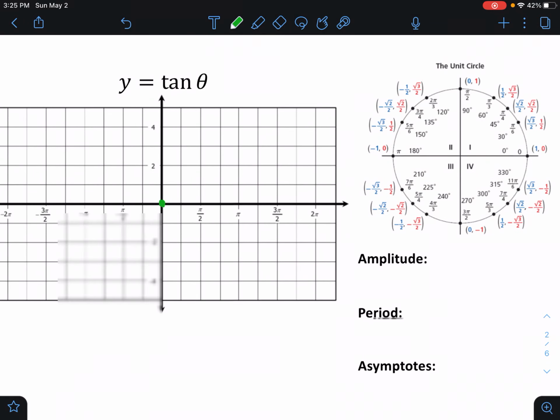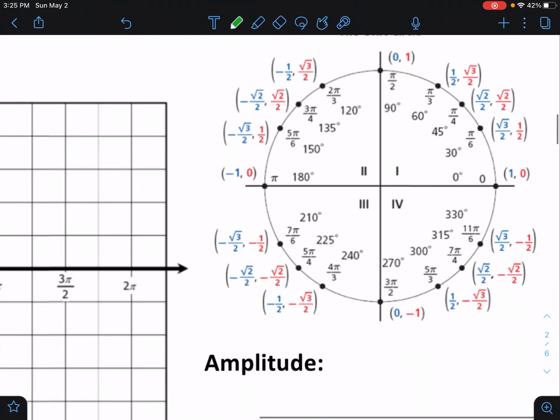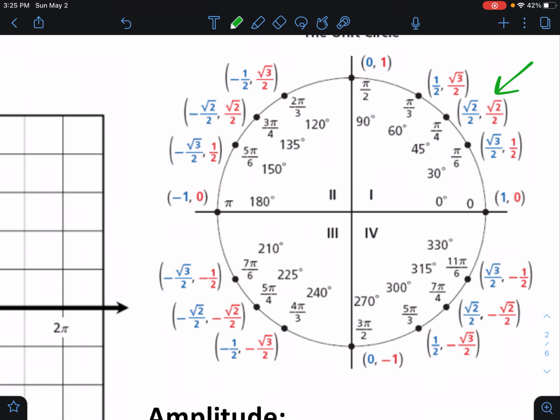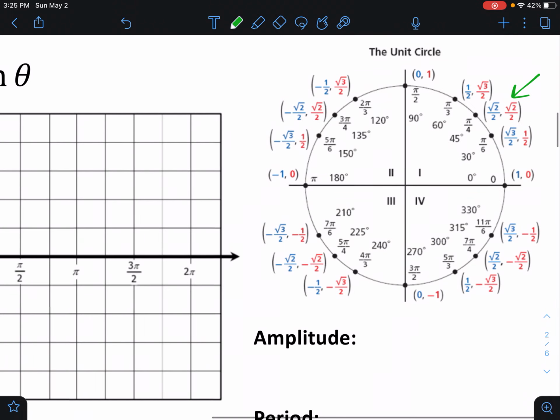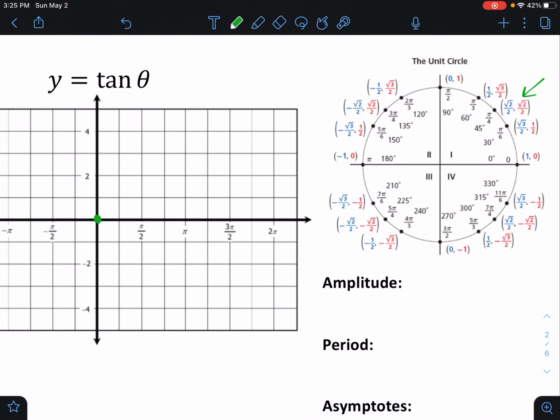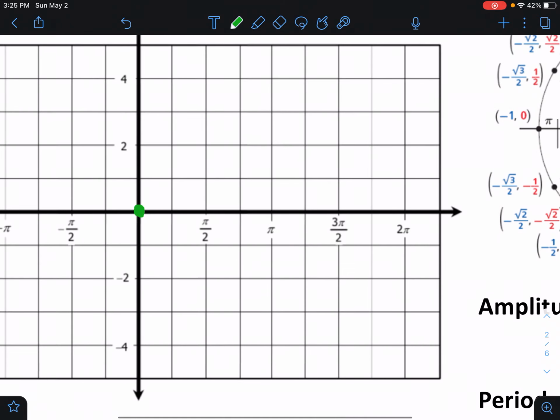Now I'm going to go to this value right here, pi over 4, because it's going to be a little easier. We have square root of 2 over 2 divided by square root of 2 over 2. So that would be just 1, right? Anything divided by itself is 1. So at pi over 4, we're at 1.